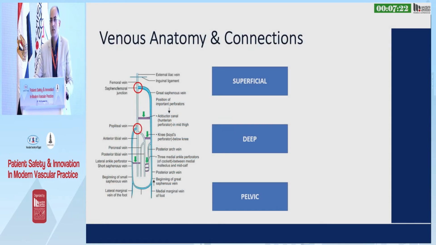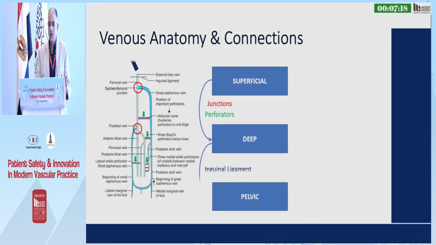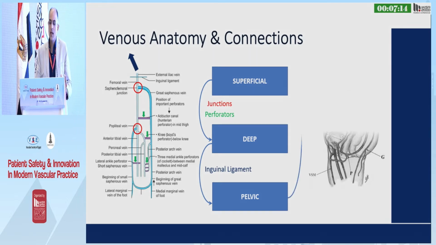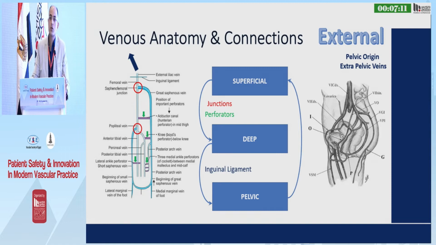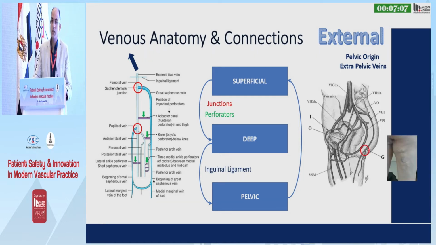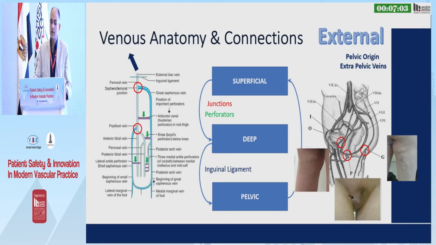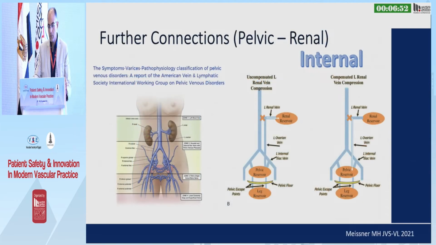That's because, as we all know, the superficial system drains into the deep through the junctions and perforators, and the deep then passes to the outflow in the pelvis. However, it's very important to know that there are external connections between the pelvis and the superficial veins, and you have to be very alert to these patterns that you see in your practice, as they are markers. Although the patient is presenting with varicose veins in the lower extremity, it may have pelvic origins. So in these cases, it's better to get a good look into the deep veins.